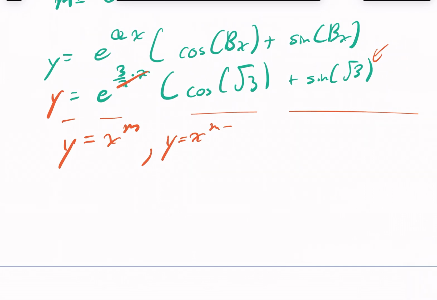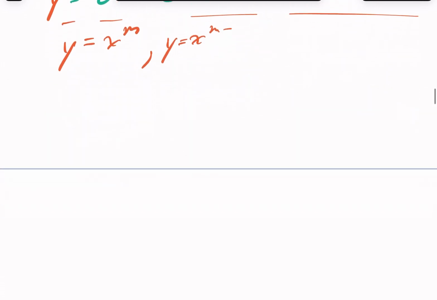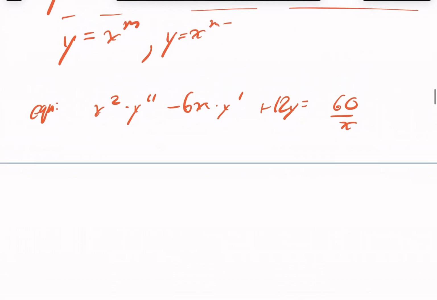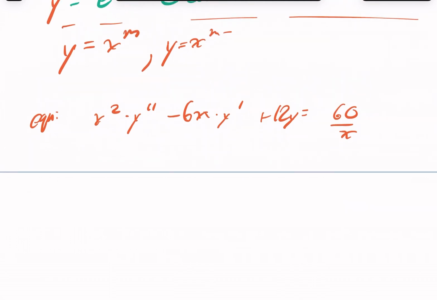So we have our auxiliary, or we have our characteristic equation, and I'm going to go back and rewrite our equation. I'm going to give this a nice orange. So my equation is this: x squared times y double prime minus 6x times y prime plus 12y equals 60 over x. Cool. Now, I'm proposing a solution to this, and the solution that I'm proposing is x to the m.